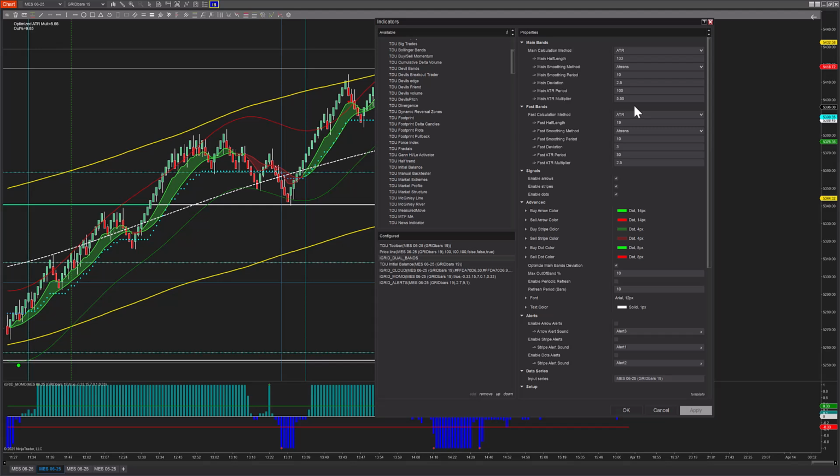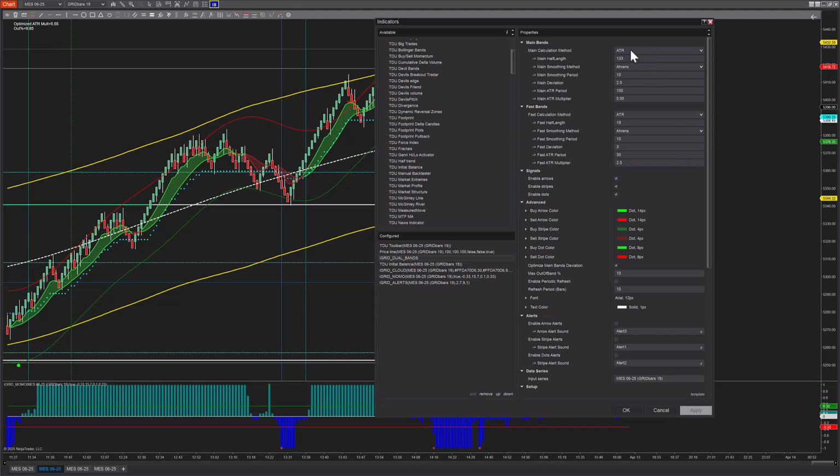Now, of course, everything is adjustable. You can tweak these to your heart's content. But this is a very good starting point based on the creator, his history of working with it. These are excellent starting points. I would encourage you to stay here for both main bands and fast bands. Now, once you get comfortable with what the bands are doing, then you start tweaking a little bit and testing and seeing if you can find something that you like better. Again, a good place to start.